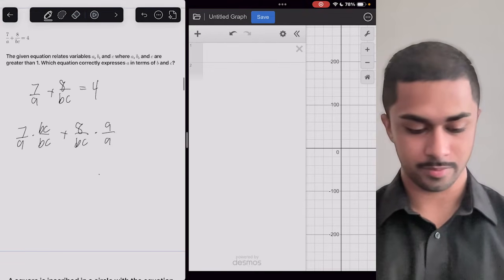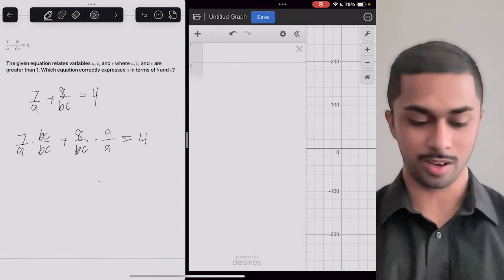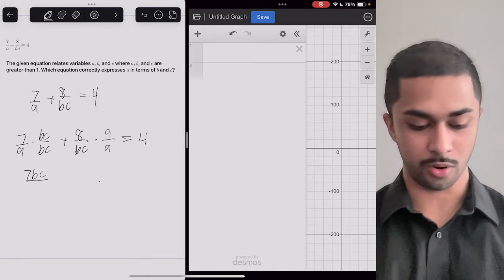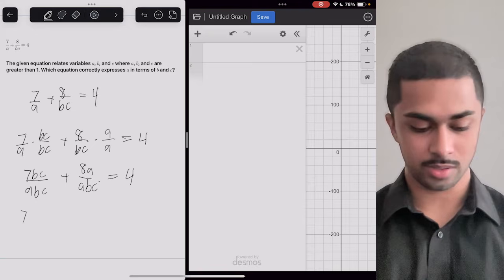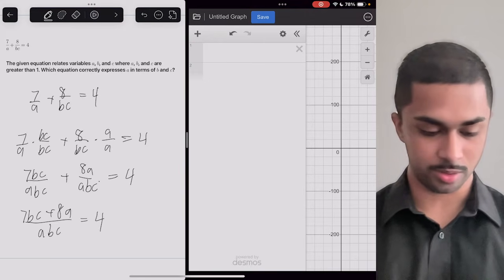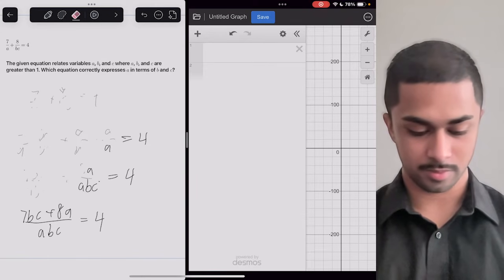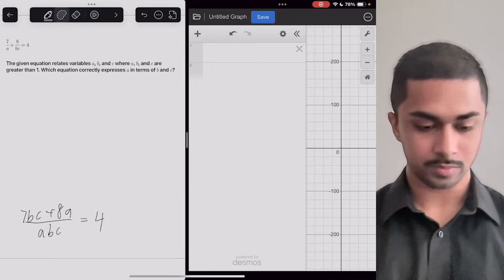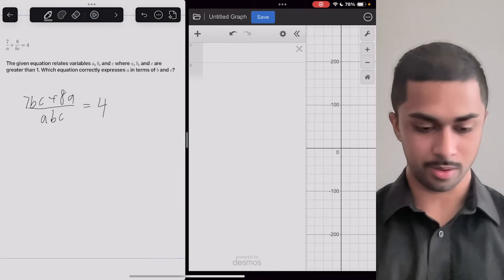Okay. And then this is all equal to 4. Make sure you don't drop this part. I almost did. 7BC over ABC plus 8A over ABC equals 4. 7BC plus 8A over ABC equals 4. Okay, what I'm going to do is I'm going to erase all of this right now because we need more space. All right. And you might be asking, Roy, what do we even do from here?